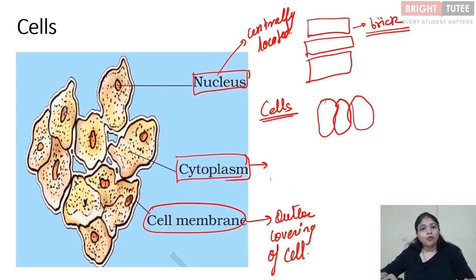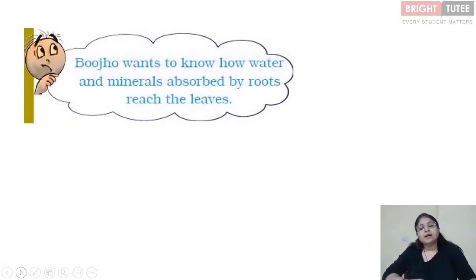So in this way, I hope you were able to understand what a cell is, and whenever I use this term, whether in this session or in the next sessions, I hope you will remember it and understand it properly, right? Now, coming back to the topic, we've discussed that carbon dioxide goes into the body of the plant, that is the leaf, through the stomatal pore, right? Stomata is a pore which is guarded by the guard cells, right? Now, let's move on and answer a question that Bujo has. Bujo wants to know how water and minerals absorbed by the roots reach the leaves.